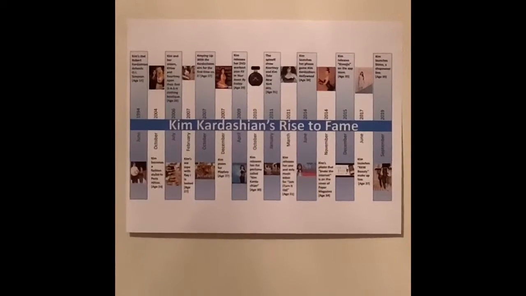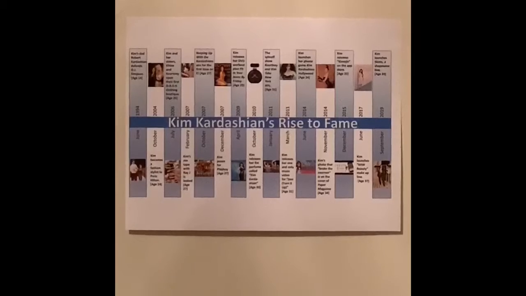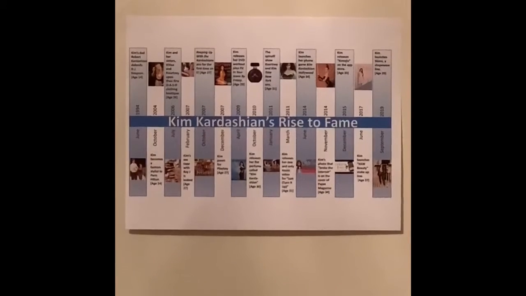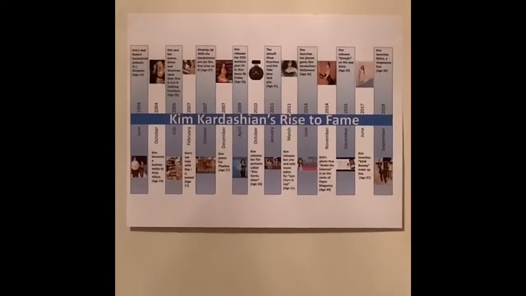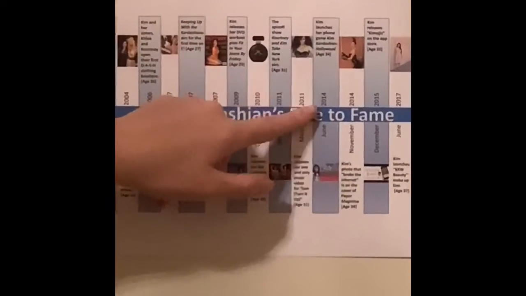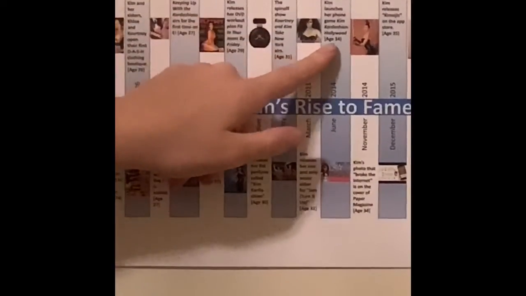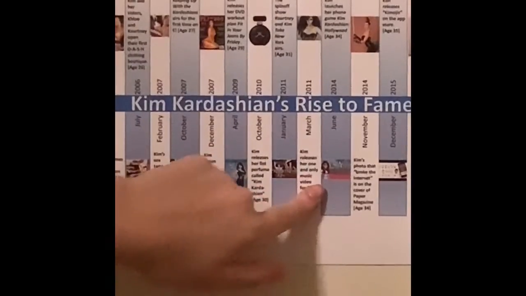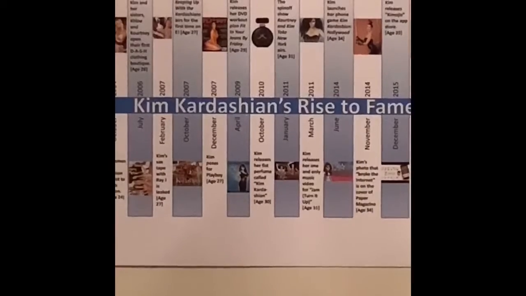In addition, I designed the layout with alternating background color, for example, blue and white, to make the overall readability easier on the eyes. This effect also helped keep the events lined up in defined columns, reducing the likelihood of confusion between descriptions and pictures. So for example, one of the events I included here was in June 2014, and it says Kim launches her phone game, Kim Kardashian Hollywood. And I also included her age, 34, and then a picture of the event.